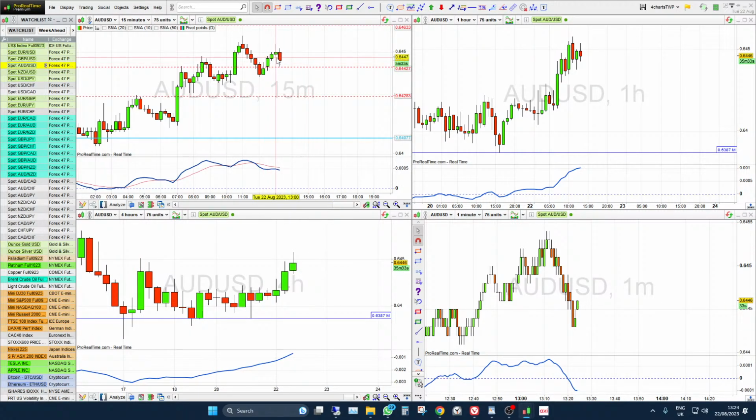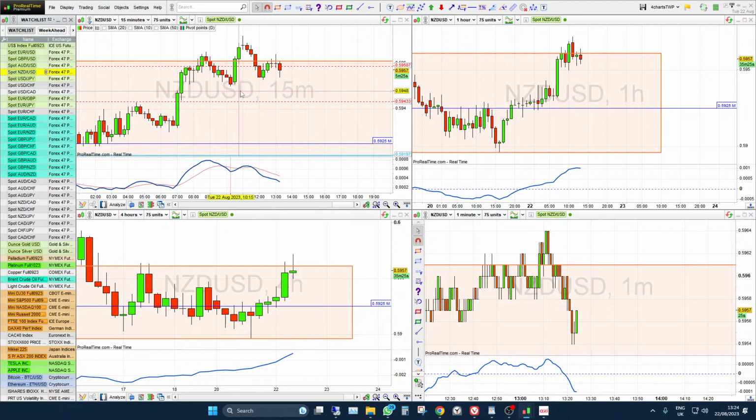Aussie dollar has started to turn around. So I was saying, would that be a potential head and shoulders? It's starting to look like it might be a potential head and shoulders. But I'm not going to trade it at this time. Also stalling here a bit. Looks good.